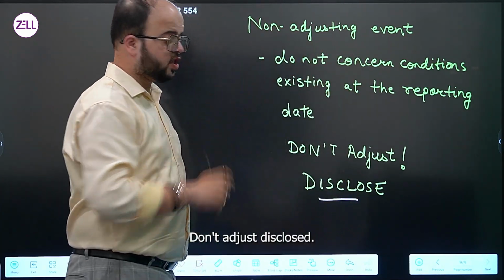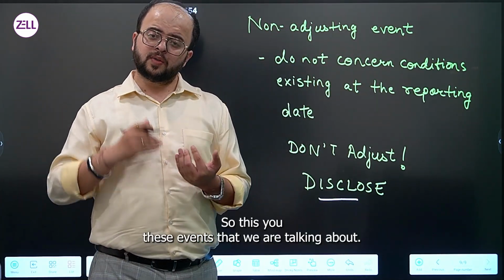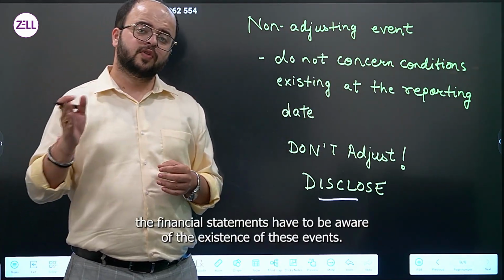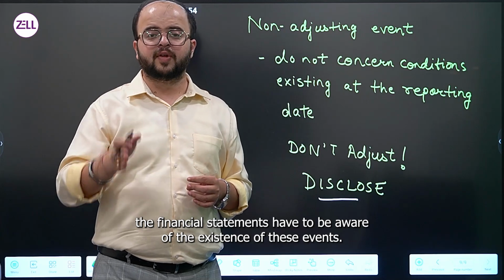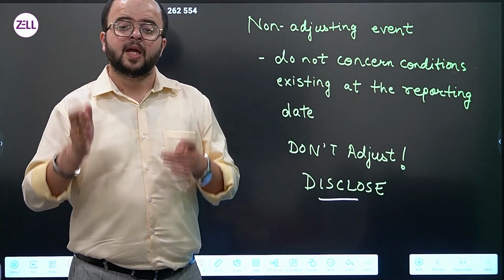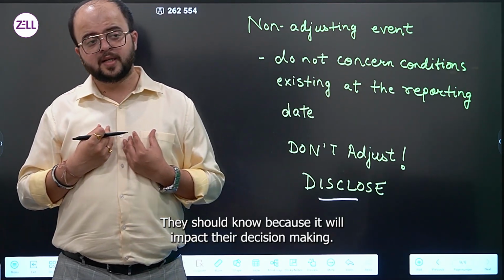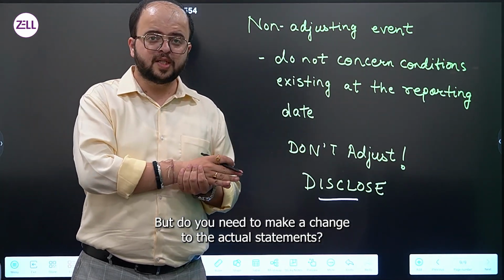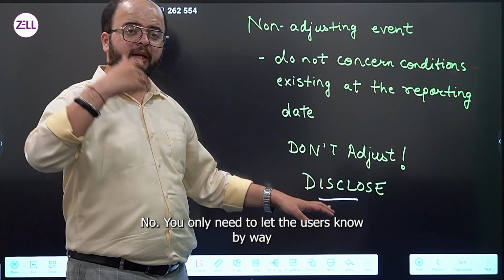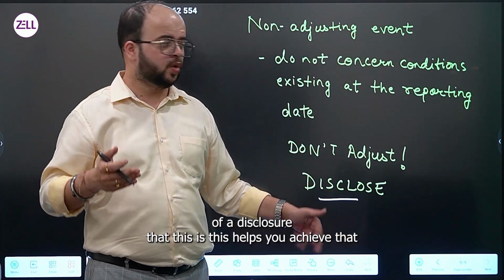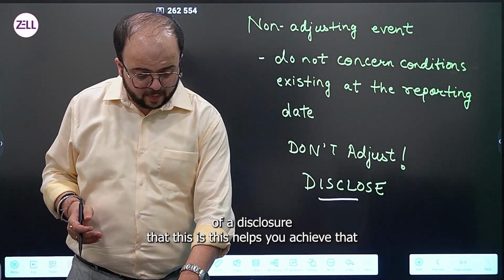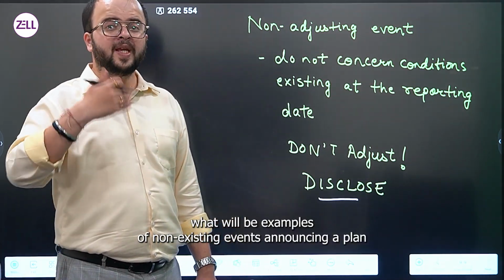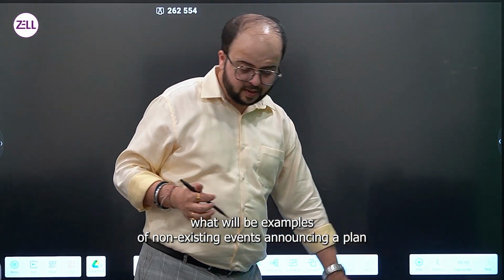Okay. Don't adjust, disclose. So these events that we are talking about, the users of the financial statements have to be aware of the existence of these events. They should know because it will impact their decision making. But do you need to make a change to the financial statements? No. You only need to let the users know by way of a disclosure note, and this helps you achieve that.